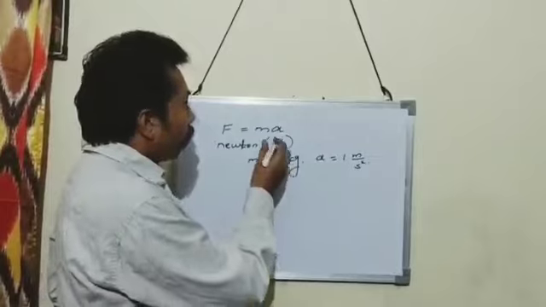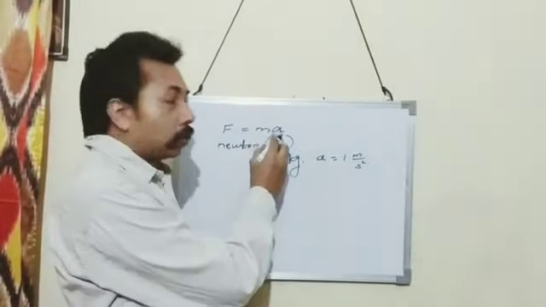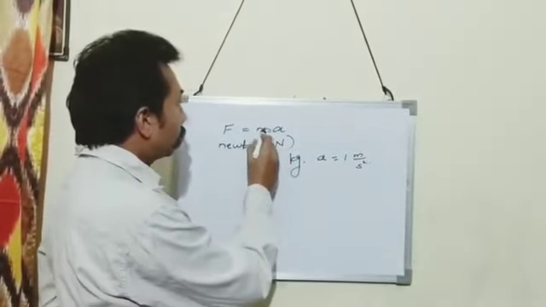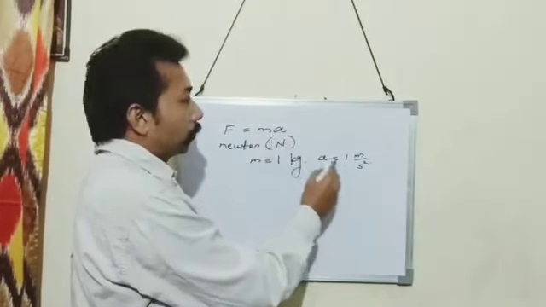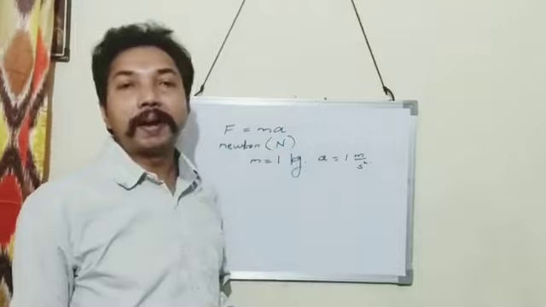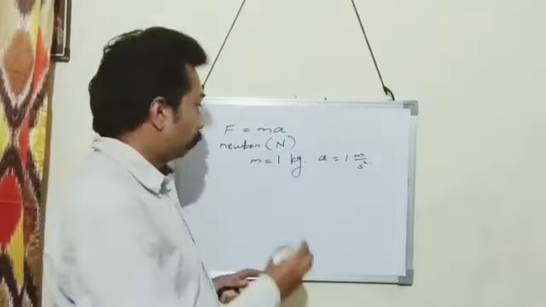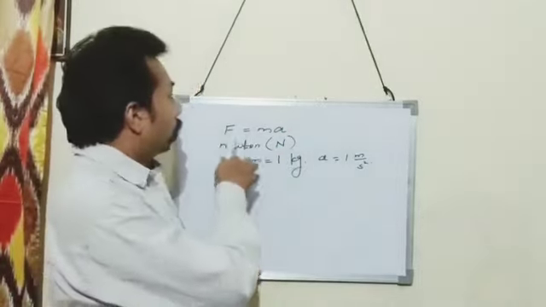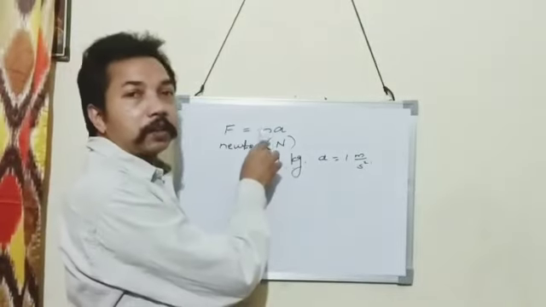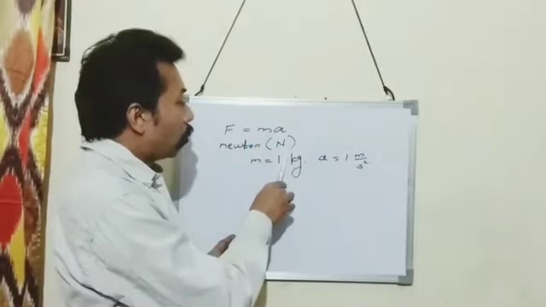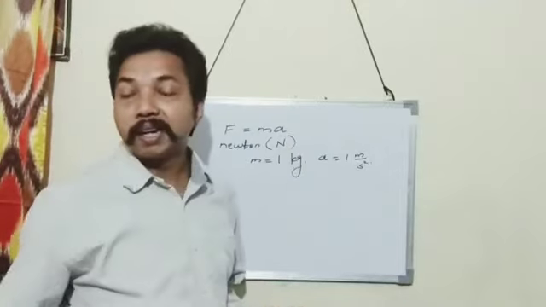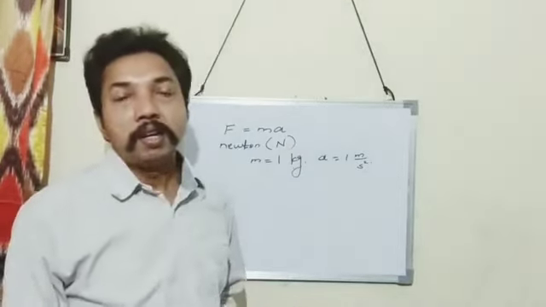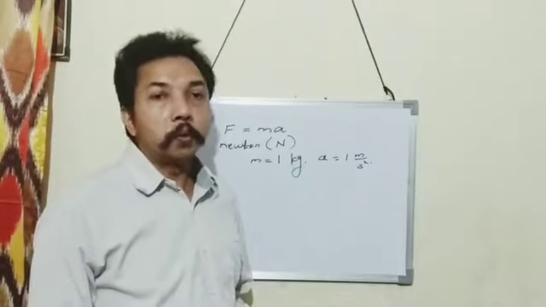So 1 Newton is the force which acts on a body of mass 1 kilogram and produces an acceleration of 1 meter per second square. So this is the definition of Newton.